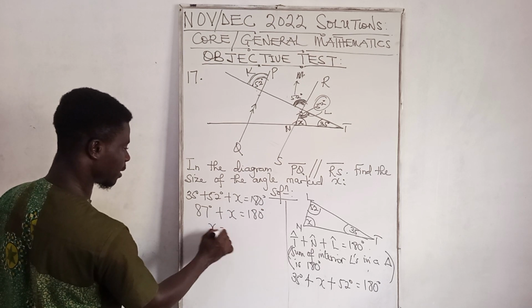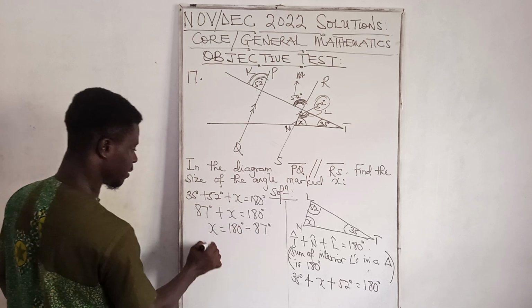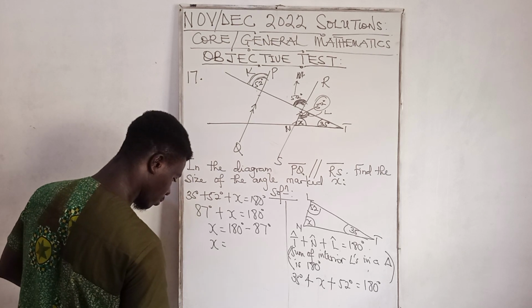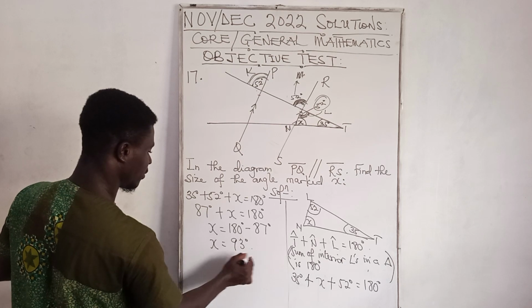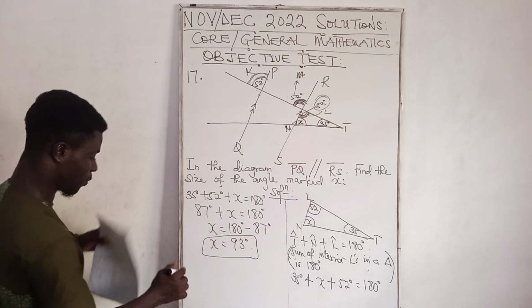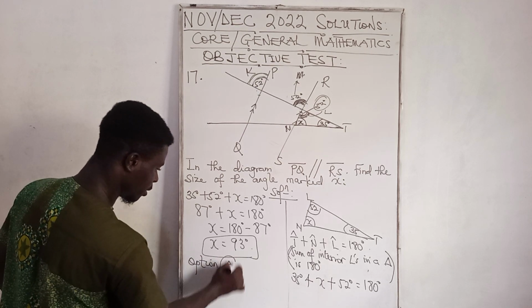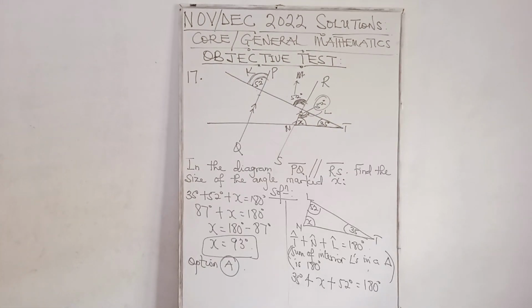So I group like this. 180 degrees minus 87 degrees. So my X must be equal to 93 degrees. So my X is 93 degrees, which is option A for apple. Option A for apple.